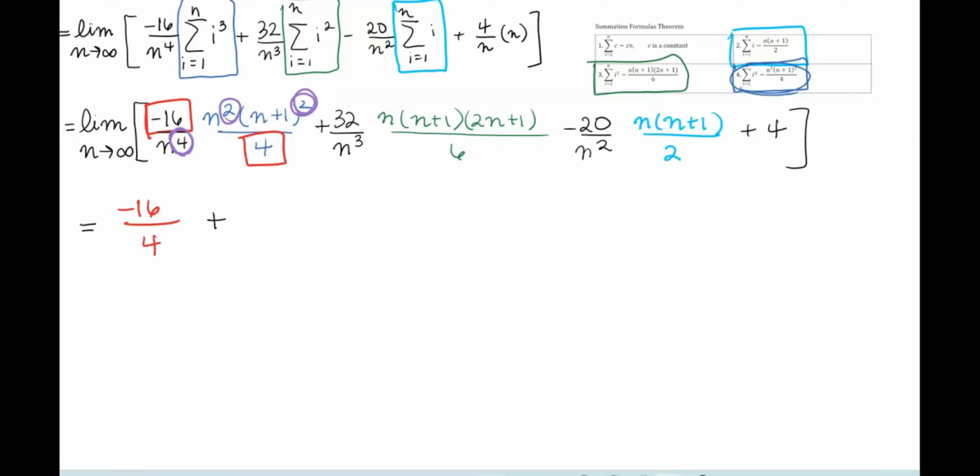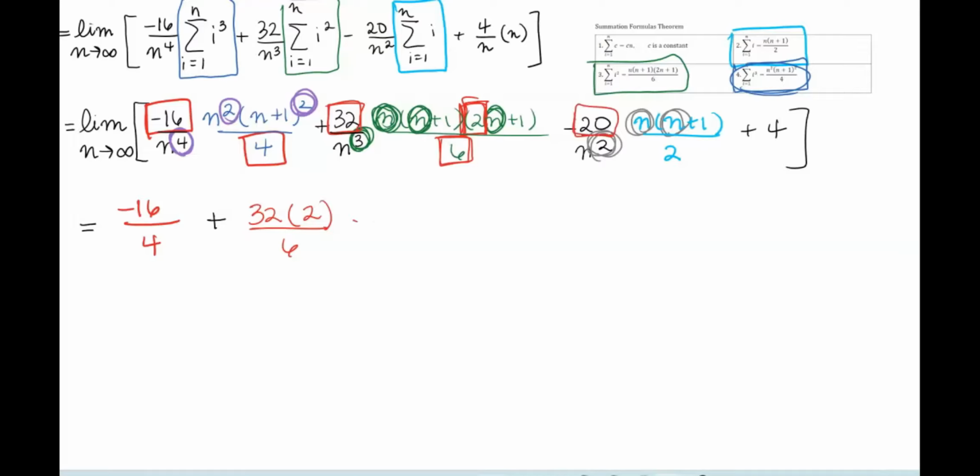Same thing with the second term. The degree of the bottom is 3, and the degree of the top is also 3, because you have an n, and another n. So when we take the limit of the second term, we need to look at the 32 that's in the top, this 2 that's in the top of that n, and this 6 that's in the bottom. So we have 32 times 2 over 6. In our third term, the degrees match again. The bottom has degree 2, the top has degree 2, because there's 2 n's being multiplied there. So we're really only concerned with the -20 in the top and the 2 in the bottom. And then we have that plus 4 in our last term.